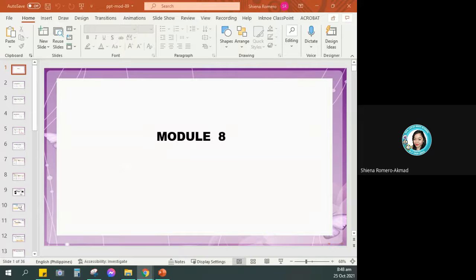And ngayon ay ang ating week number 7. So, sana updated din yung inyong self-learning, self-monitoring tool. Week number 7 na tayo. And we will deal with module number 8 and a part of module number 9. Okay?